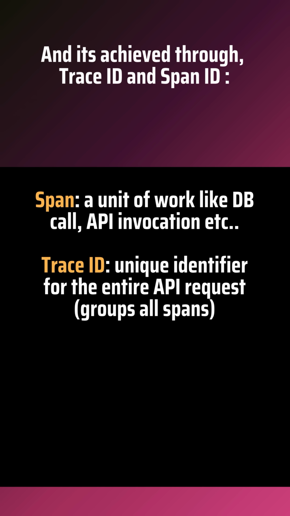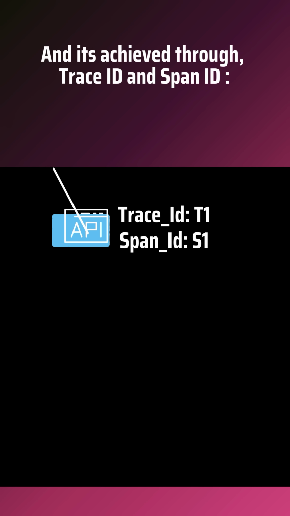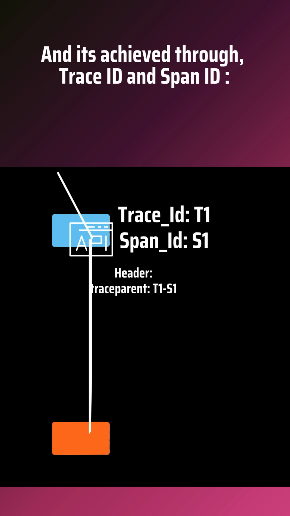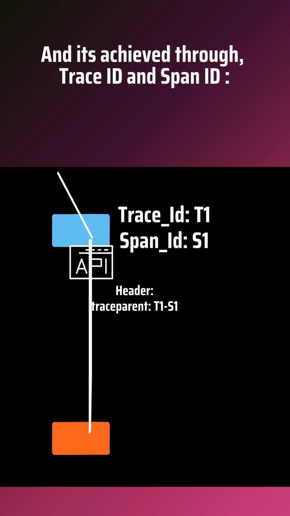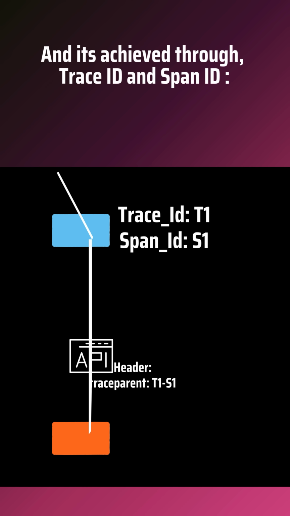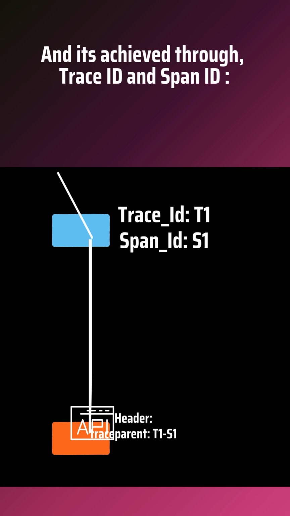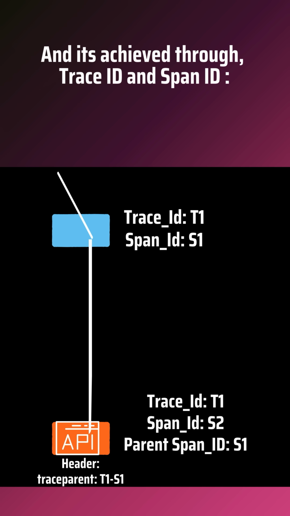So span is nothing but a unit of work, whereas trace ID is the unique ID for the entire API request. So for example, when the API entered the first microservice, it creates a unique trace ID and its span ID. And when it passed through a different microservice, in the header it passed this trace ID also. Now with this header information, other microservice knows what's the trace ID. It will create its own span ID for its own unit of work, and also it will store information like who is the parent span ID, the caller.